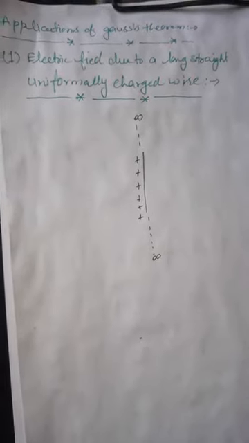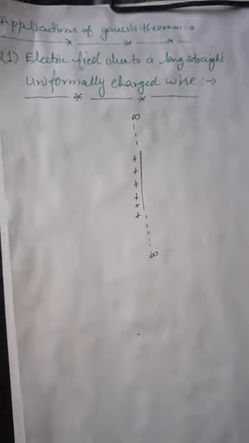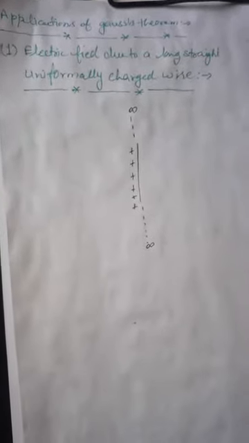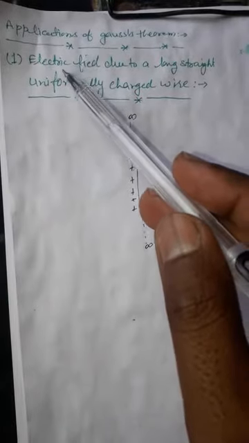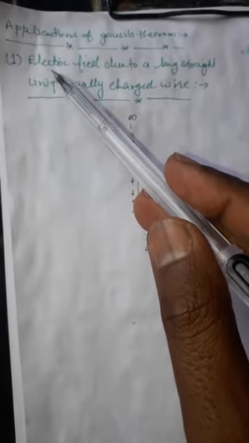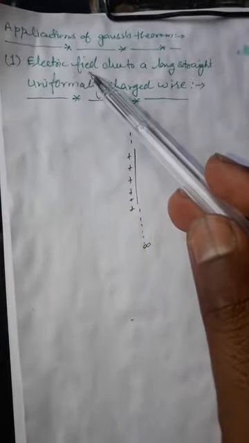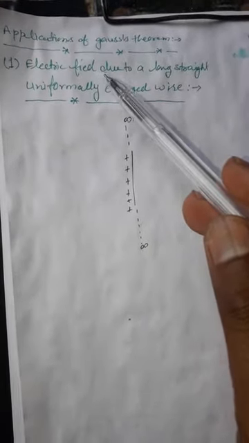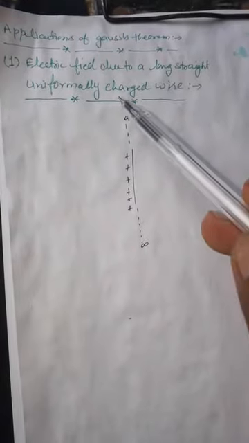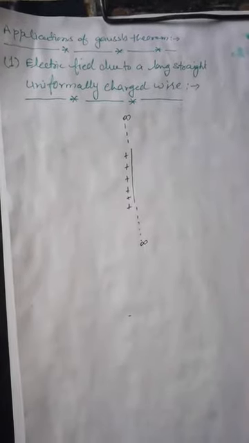Hello students, good morning. As we know, in our previous topic we discussed the Gauss theorem and its proof. Now there are certain applications of this theorem, and the first application is to find the electric field at a particular point in the vicinity of a long straight uniformly charged wire.